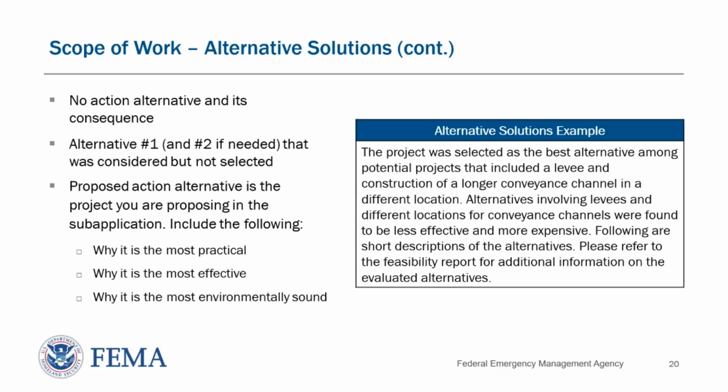First, the sub-application looks at the 2 alternatives that were not chosen. All sub-applications should consider the no-action alternative and one other alternative. In the example on this slide, a levee and construction of a longer conveyance channel was the alternative not selected for this project. The sub-application clearly explains what the alternative would entail and why they were not selected. In this example, a levee and conveyance channel in different locations was considered, but due to the effectiveness and cost was not selected.